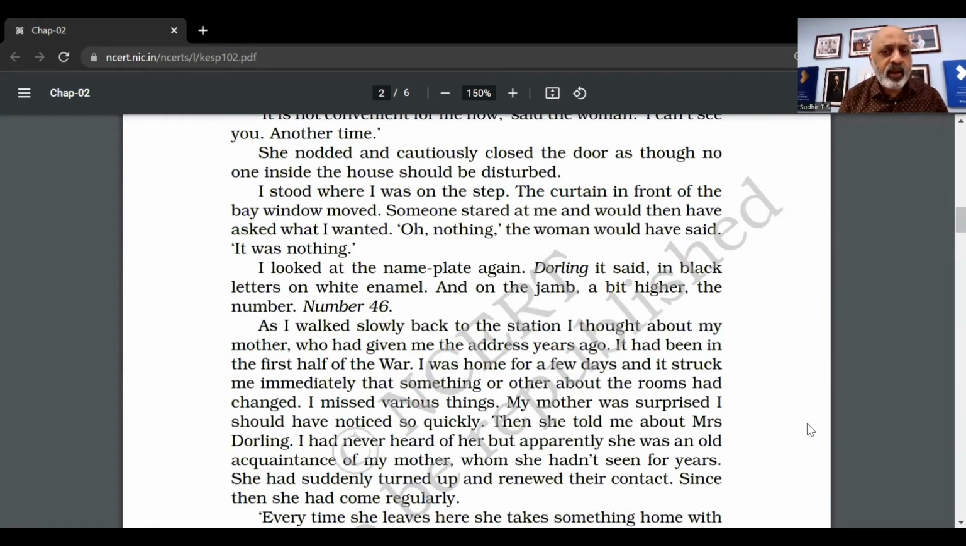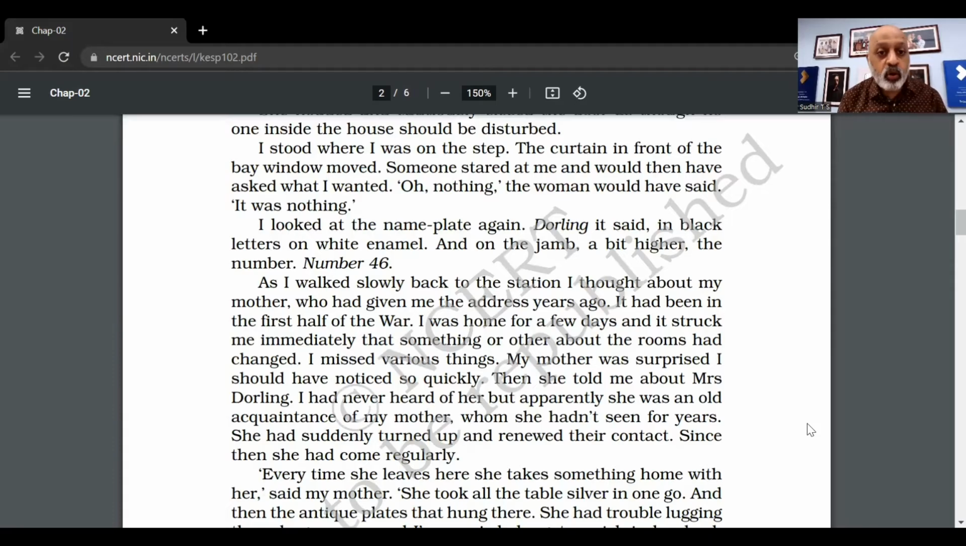I looked at the nameplate again. Dawdling, it said in black letters on white enamel. And on the jamb, a bit higher, the number. Jamb again is on the number plate, number 46. Okay, so the name of the lady is Mrs. Dawdling, right? Have you come back? I thought that no one had come back. This line shows that even the lady does realize who the narrator is. She recognizes the girl, right? Because she has also seen her once. The narrator realizes that she's unwelcome in that house. There is another person inside, but Mrs. Dawdling is not willing to let the narrator of the story inside the house.